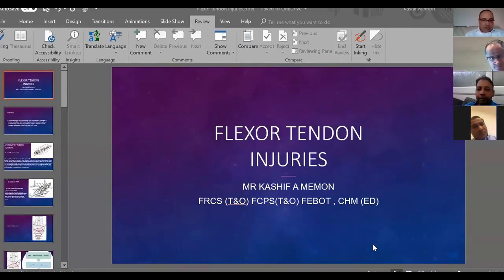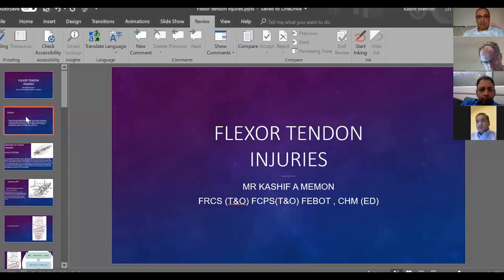Hi, good evening, guys. So basically, it's flexor tendon injury only, not extensor, because getting both will be a bit extensive. So I will do the flexor tendon today, and then we'll try to do the rest of the hand injuries in the next session. So starting with the flexor tendons.